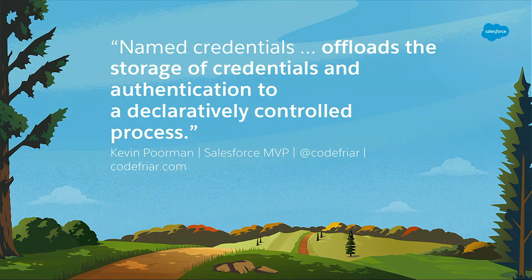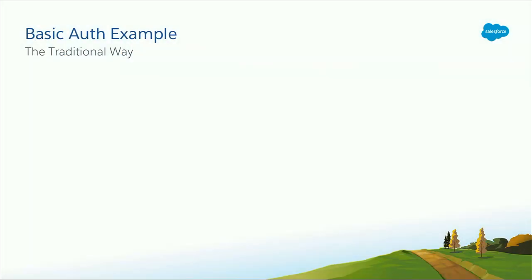So I think a really succinct way of explaining name credentials is something I saw in Kevin Porman's blog, where he says, name credentials offload the storage of credentials and authentication to a declaratively controlled process. What that really means is that we have a really, really simple way to declaratively manage our credentials, and then our developers can use them within their code and also save a lot of time as well. So let's walk through some examples.